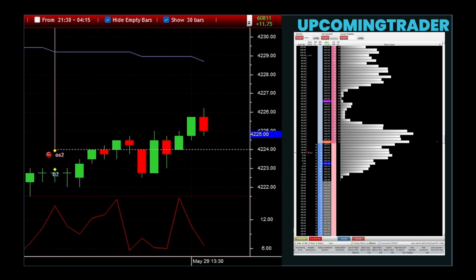For those interested in trend following, the average directional index, or ADX, is a useful tool. The average directional index helps you measure the strength of a trend.